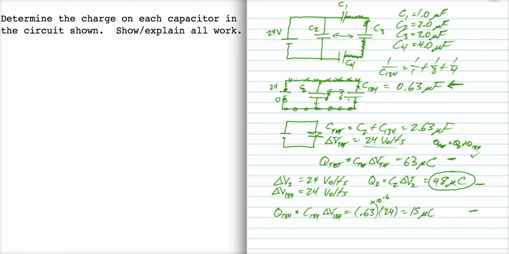At any rate, for Q134, if the charge is 15 microcoulombs on this capacitor here, then that means that the charge on each of these three capacitors is the same, right? For capacitors that are in series, Q134 is equal to Q1, is equal to Q3, is equal to Q4, and that's 15 microcoulombs. So I'm done with those as well.